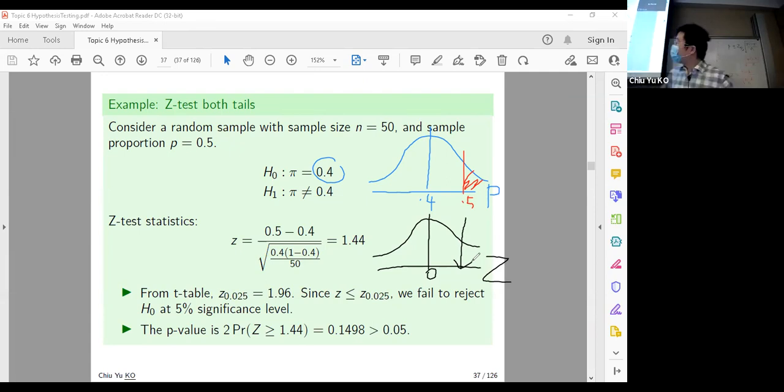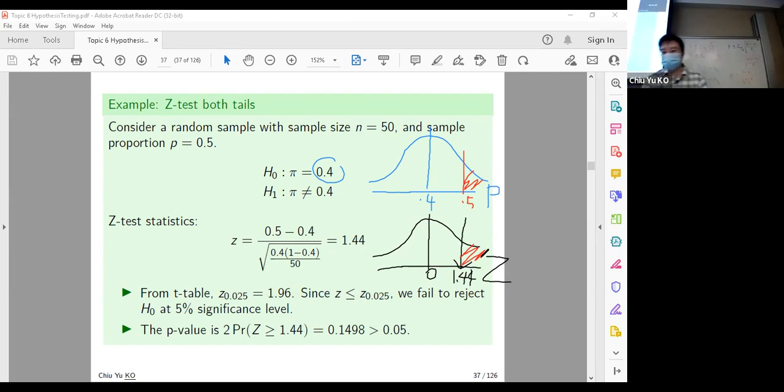So when you convert it, it's 1.44. Again, we want to check this area multiplied by 2. Is it too big or too small? Is it bigger than 5% or less than 5%? And how to do it is this area, 1 minus norm of this 1.44.